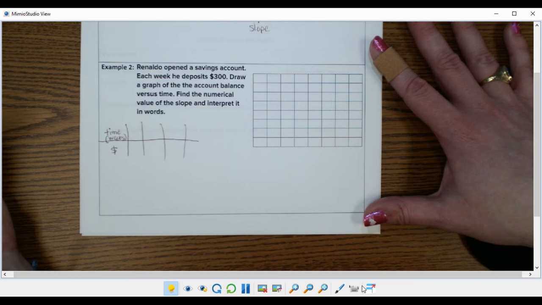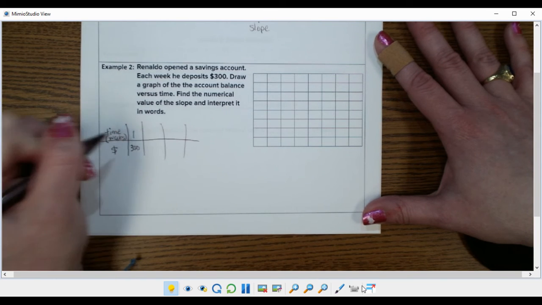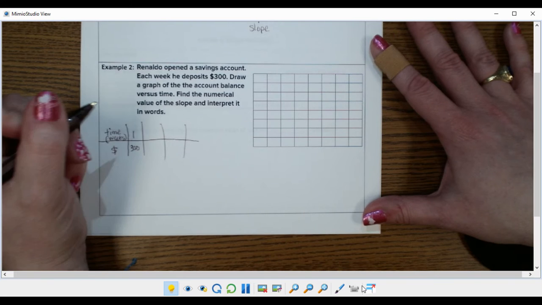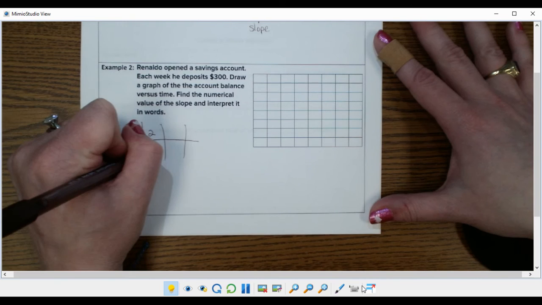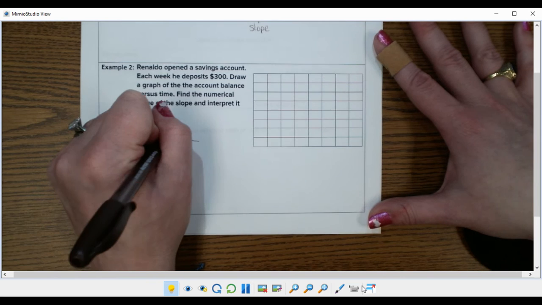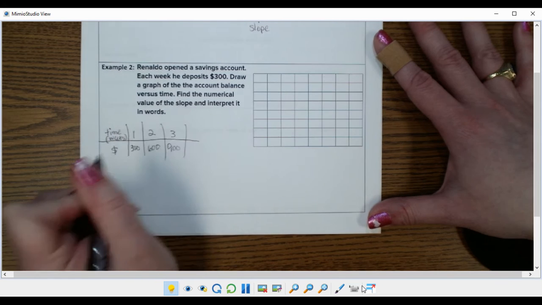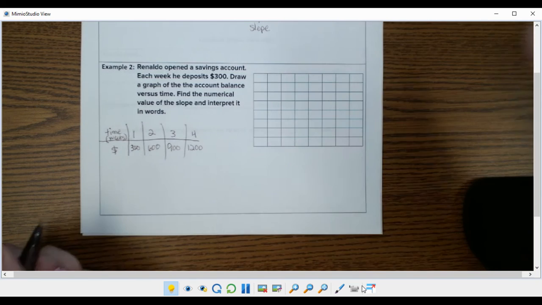So let's say at week 1, he has put in $300. At week 2, he didn't take anything out, so that first 300 is still there, but he added some more. So now we're up to 600. Another week, another 300. Another week, another 300. And we can continue on and on and on.